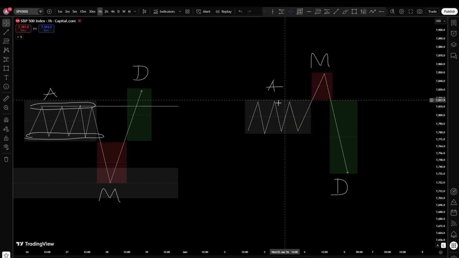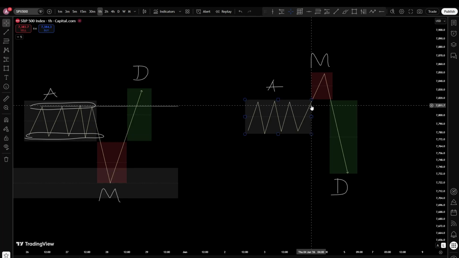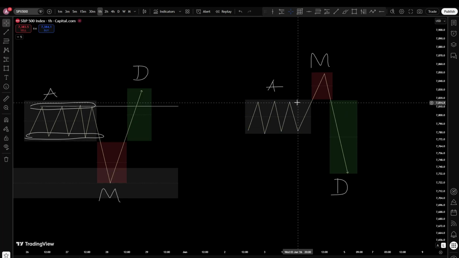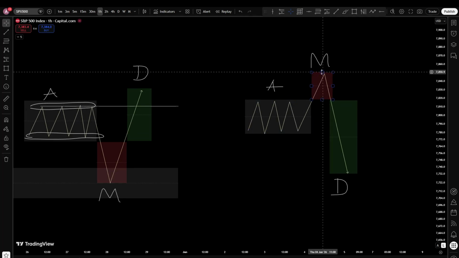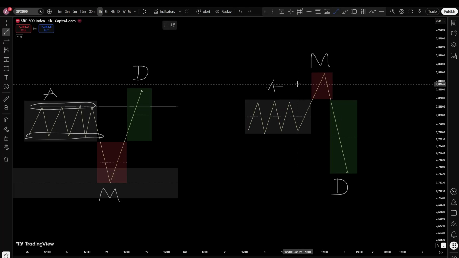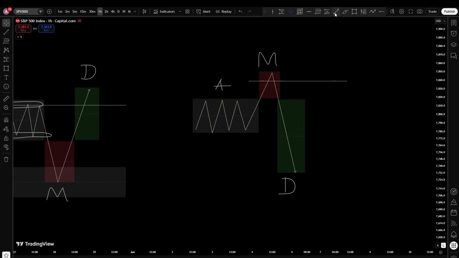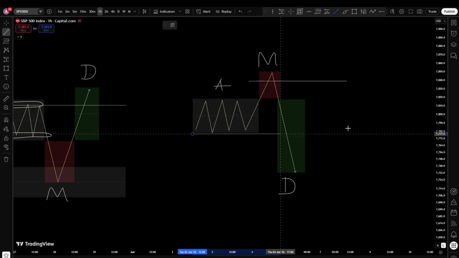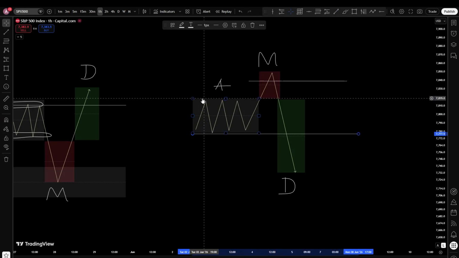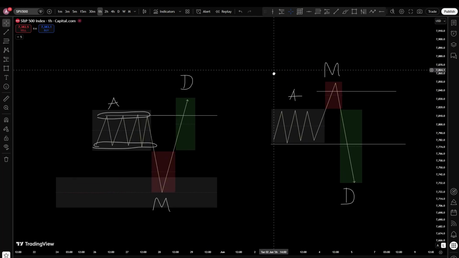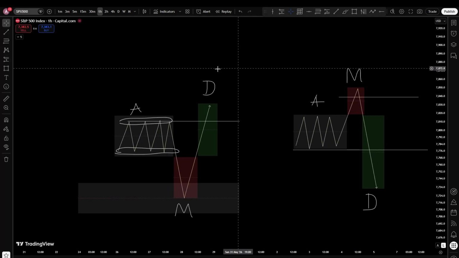On the right side we have again accumulation. The accumulation I also call consolidation or a range. So we are here in some consolidation. After that the price went up, formed a high in some zone of interest, and after that the price went down to collect this low here and get the retail traders liquidated. That's pretty much all of it for the AMD model.